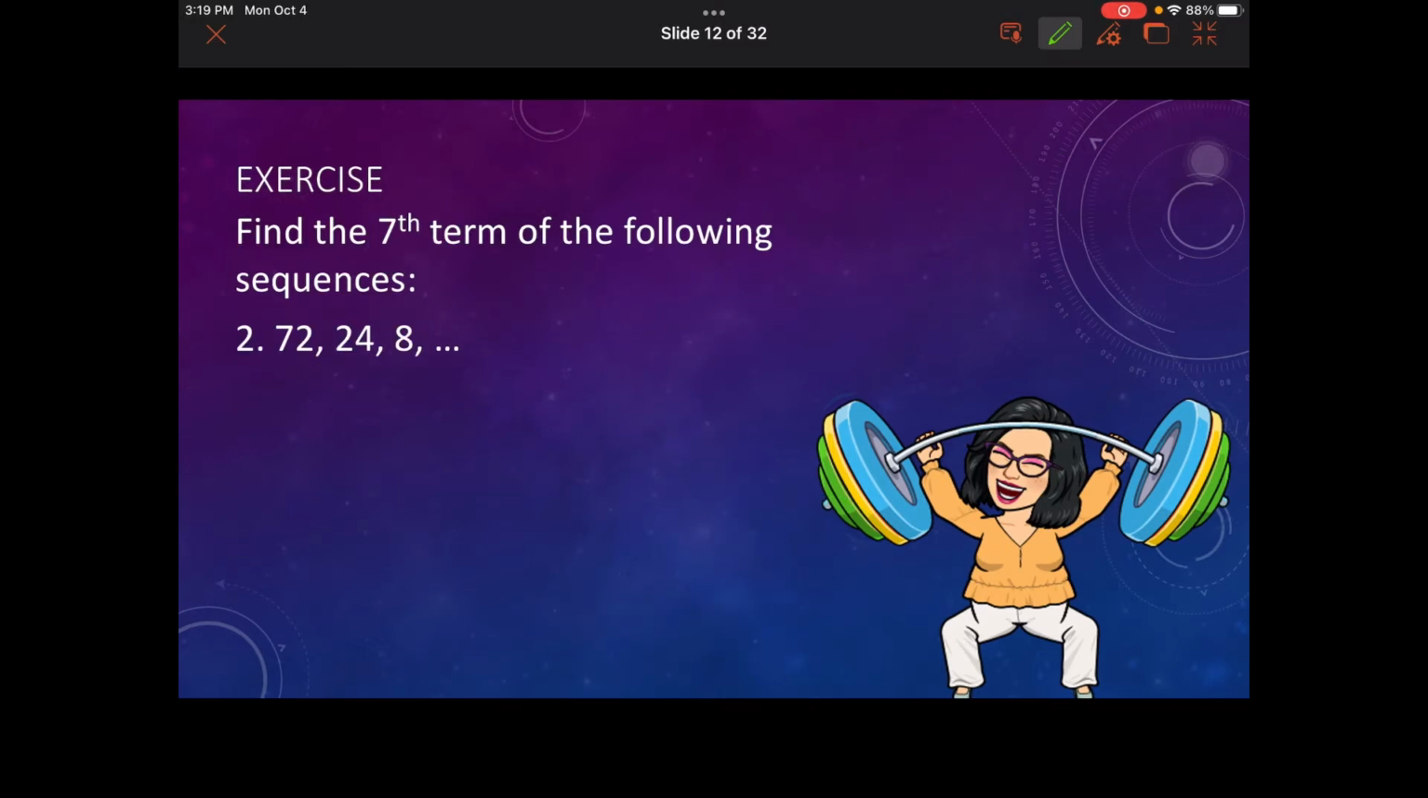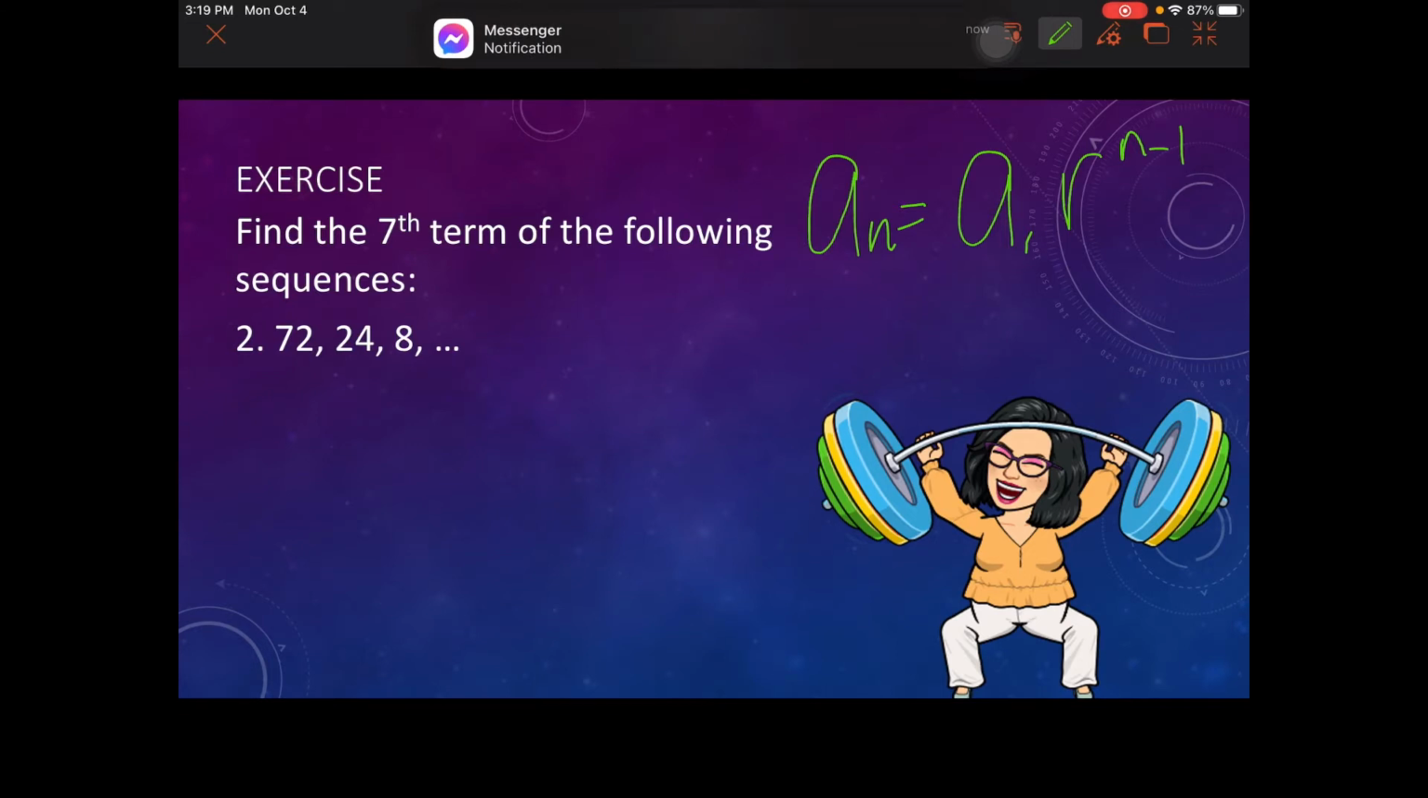Okay? Find the 7th term of the following sequences. So, dito naman, meron tayong 72, 24, 8, and so on and so forth. So, paano natin gagawin to? Again, we need the formula. At this time, ipapapause ko na talaga sa inyo yung video. Please pause the video so that you can try and solve this on your own. You can pause it now if you want.